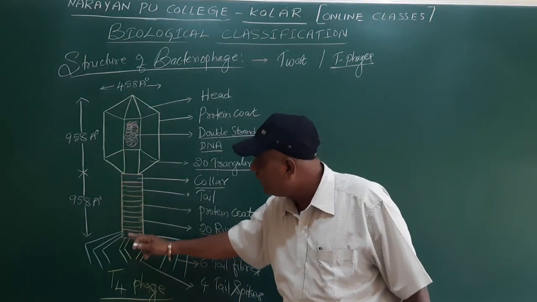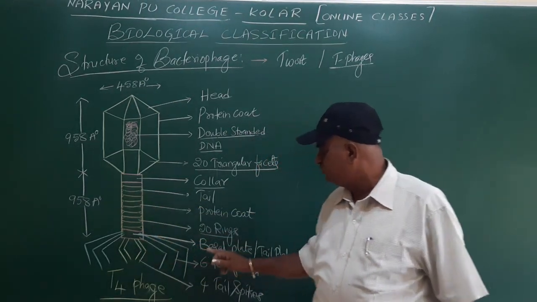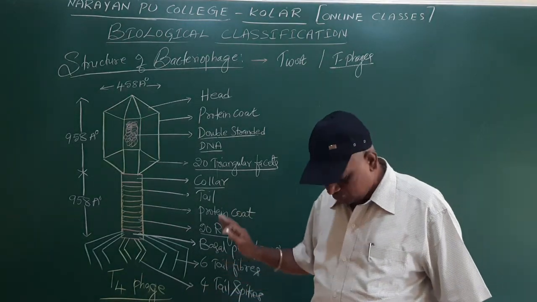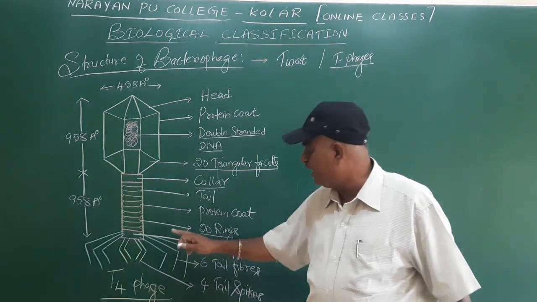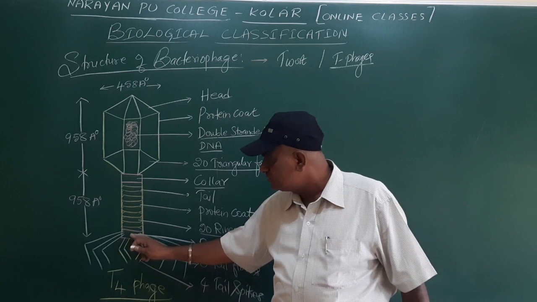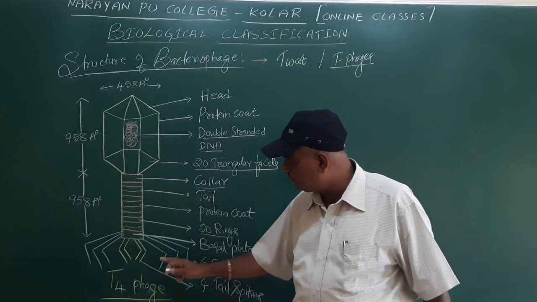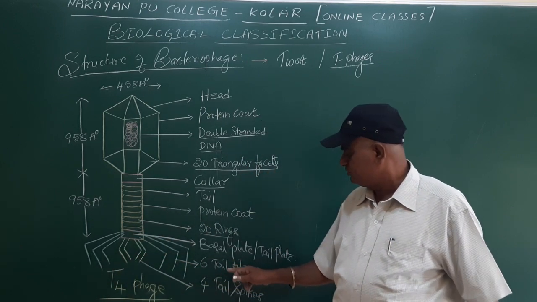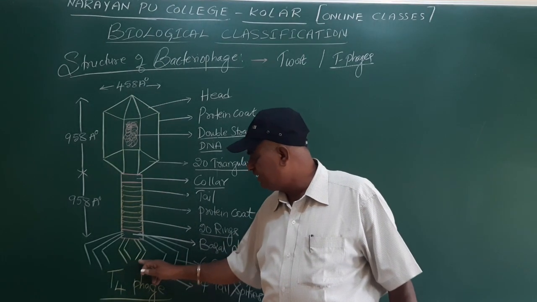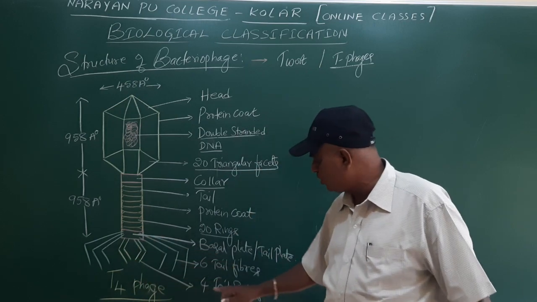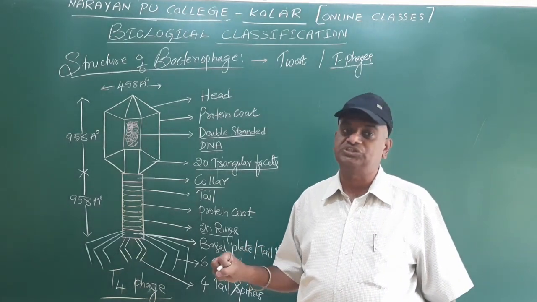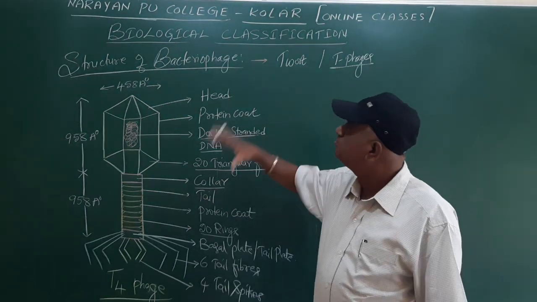Next, at the end of the tail, there is a basal plate, also called the tail plate or end plate. This basal plate has 6 tail fibers, and at the end there are 4 tail spikes. This helps in fixation or anchorage to the bacterial cell.